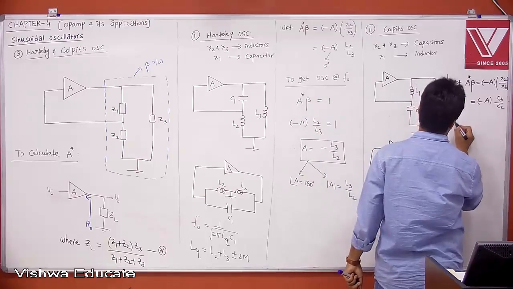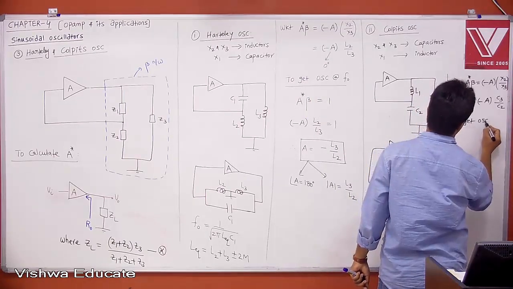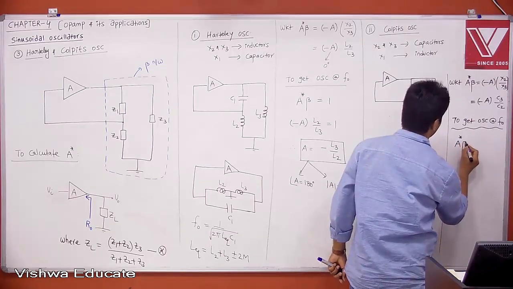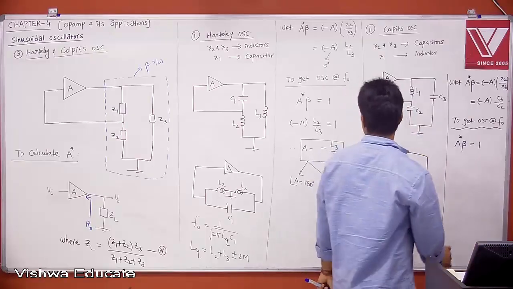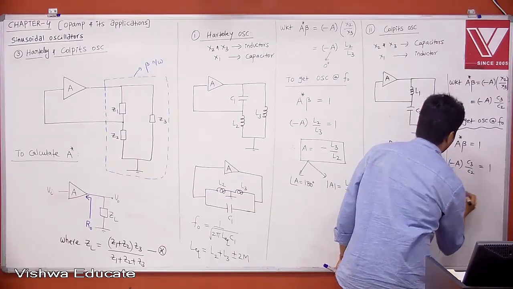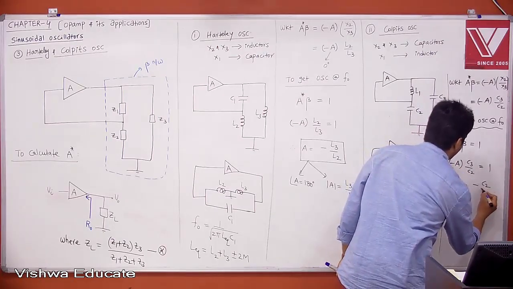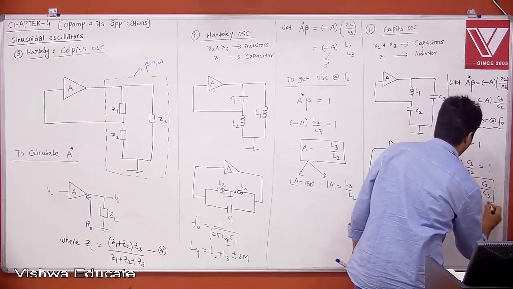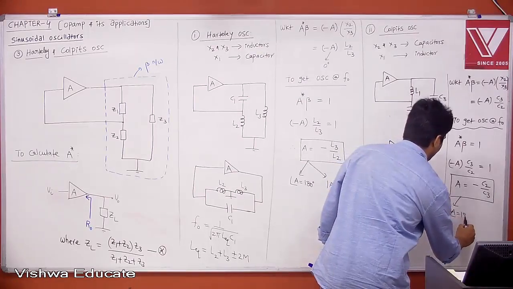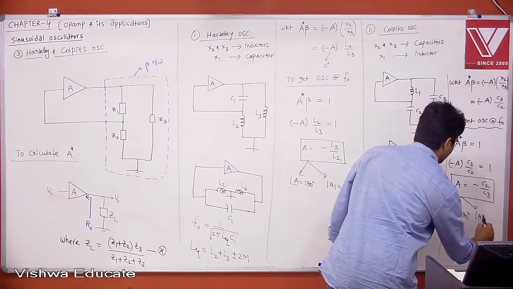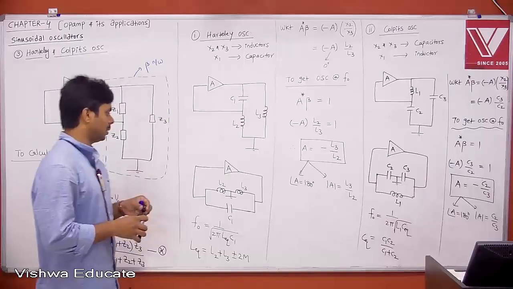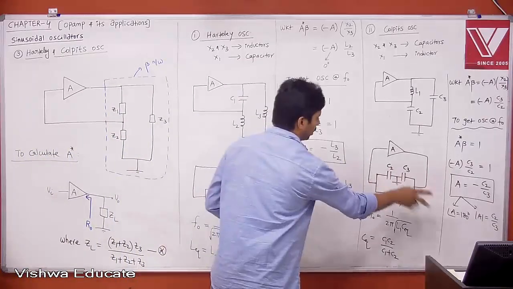Now to get oscillations at frequency F0, what is your A star beta? Your effective total loop gain should be equal to 1. Therefore, minus A into C3 divided by C2 should be equal to 1. Therefore, A should be equal to minus C2 divided by C3. This is your open loop gain requirement. Therefore, your open loop amplifier should have 180 degrees phase shift, and the magnitude of A should be equal to C2 divided by C3. That is the requirement.